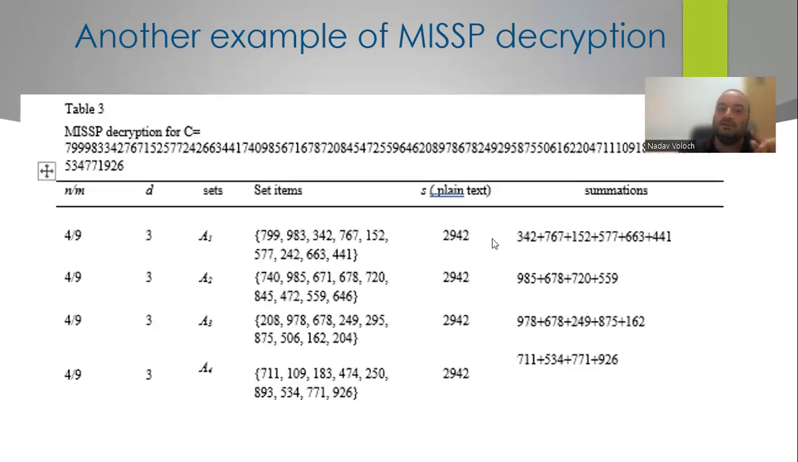And these are the calculations of each set, showing how you can reach the actual plain text and decipher this ciphertext. There's another example here of a number, again with 4 sets. The number of items here is 9, and the numbers are 3 digits. And you can see that the plain text 2942 is the only one reachable by these items. Okay, so this is the process of encryption and decryption.